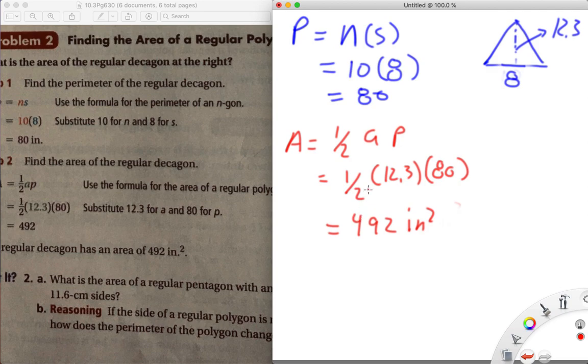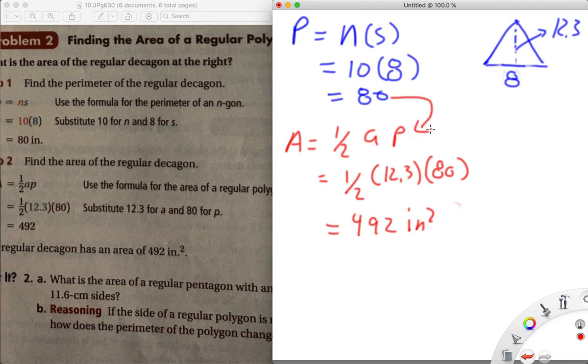So the first thing we're going to do is get the perimeter. We get the perimeter by multiplying the side, which is 8, times the number of sides. Since it's a decagon, we know that it's 10 sides. So it's going to be 10 times 8, which gives me 80. That's my perimeter.